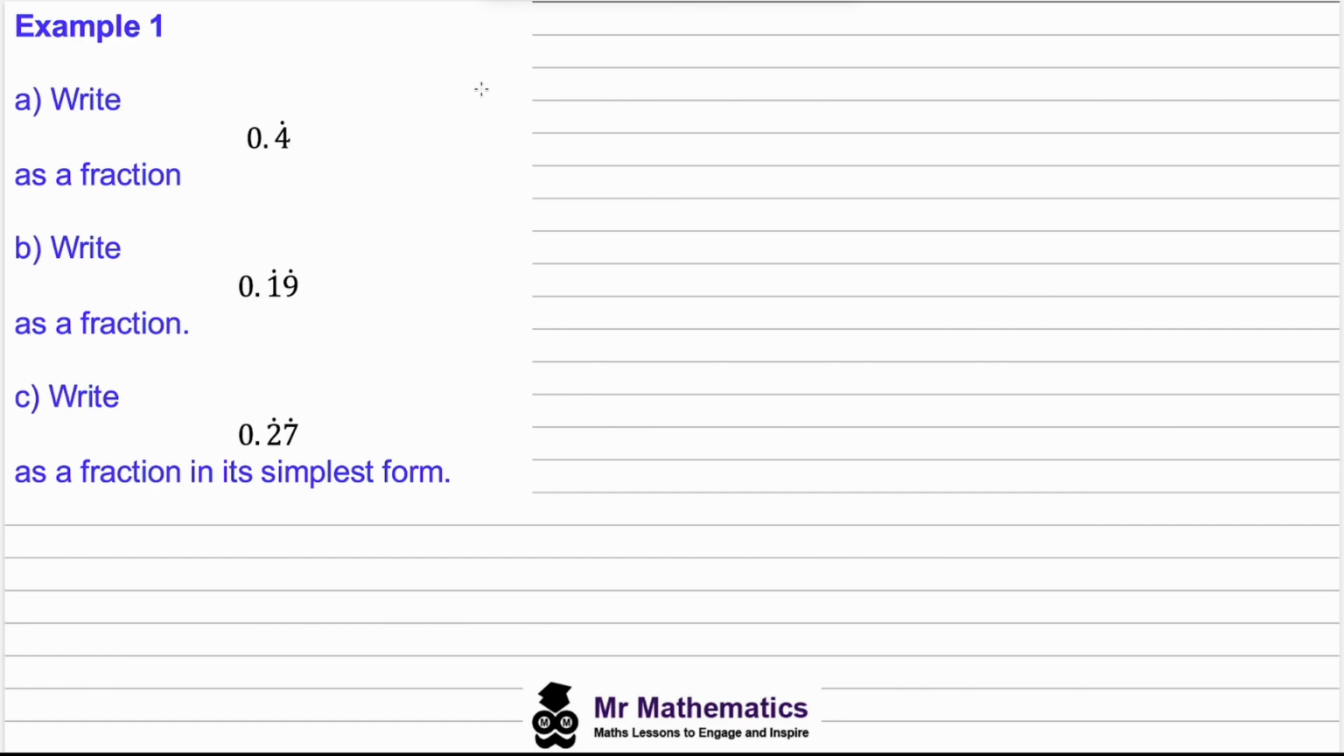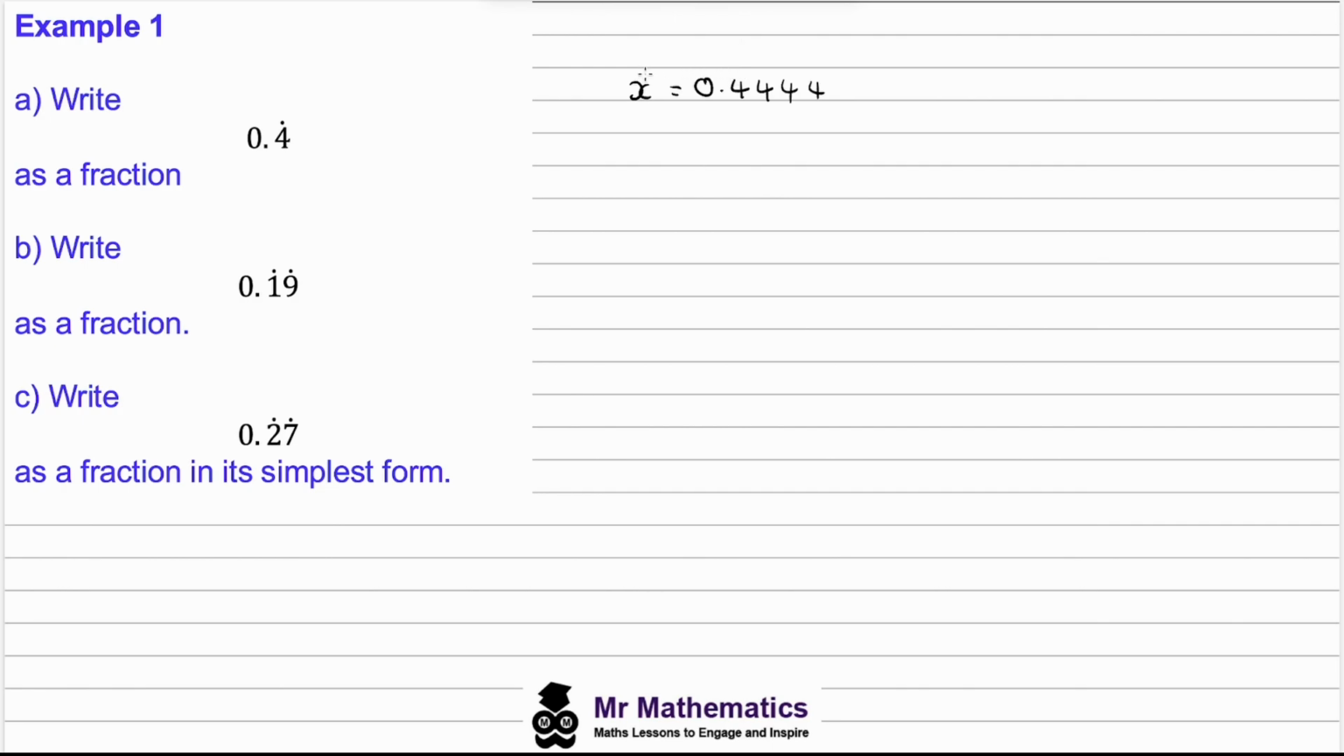So if we begin with example 1a, we need to write 0.4 recurring, this dot here means recurring, as a simplified fraction. So what this means is we have 0.444, and these 4s would go on forever. So this is what's recurring. Now, if we let this equal x, we can see that it starts to recur in the tenths column. So we've got our units, decimal point, tenths, hundredths, thousandths, and so on. And it recurred in the tenths.